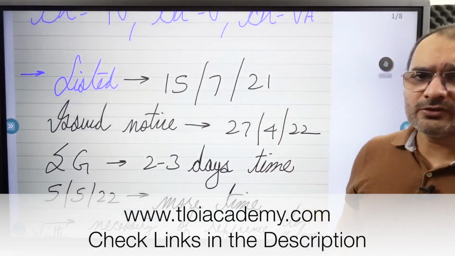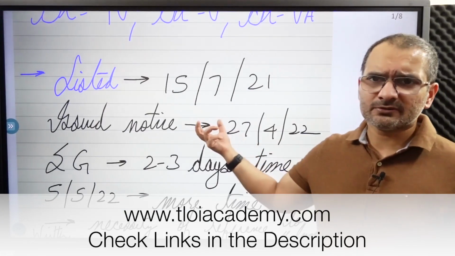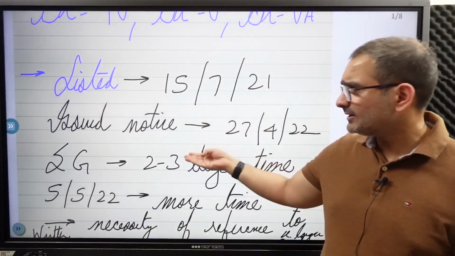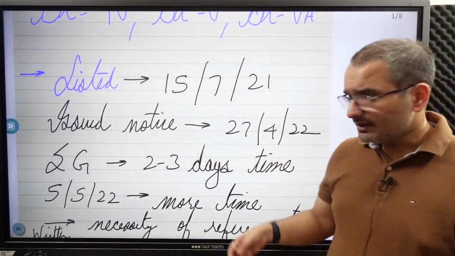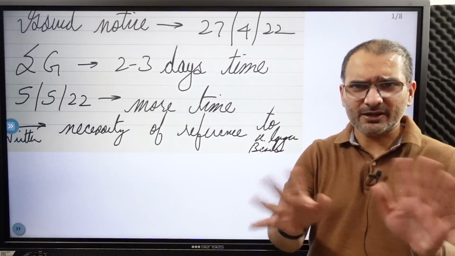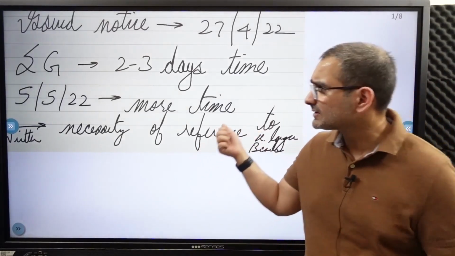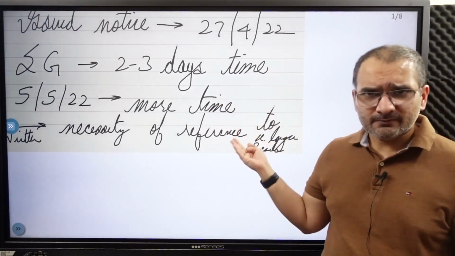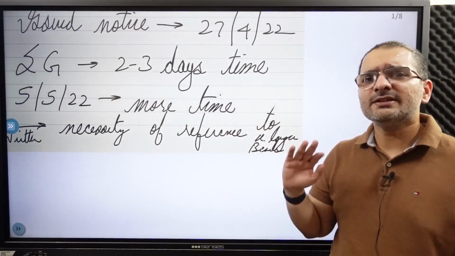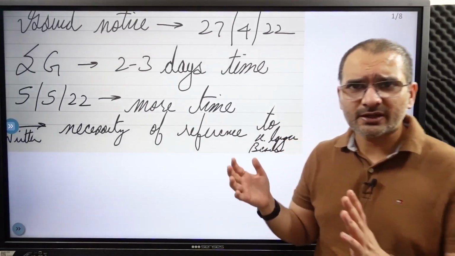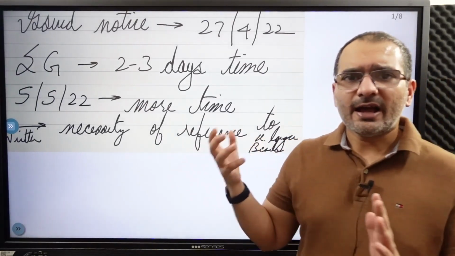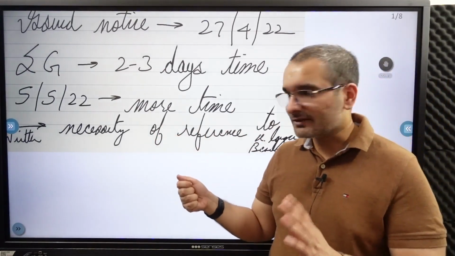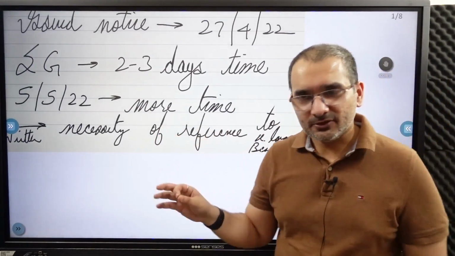And so we go into a brief history. This petition was listed on the 15th of July, then notice was issued very recently on the 27th of April. This is not really relevant for you, I'm just building up a base for the discussion. The Solicitor General asked for 2 to 3 days' time, and then on 5 May it was asking for more time. Actually the central government was flip-flopping on this position, and now the Supreme Court via its order has basically held the government by the neck, figuratively, and said that you will stick to your position.